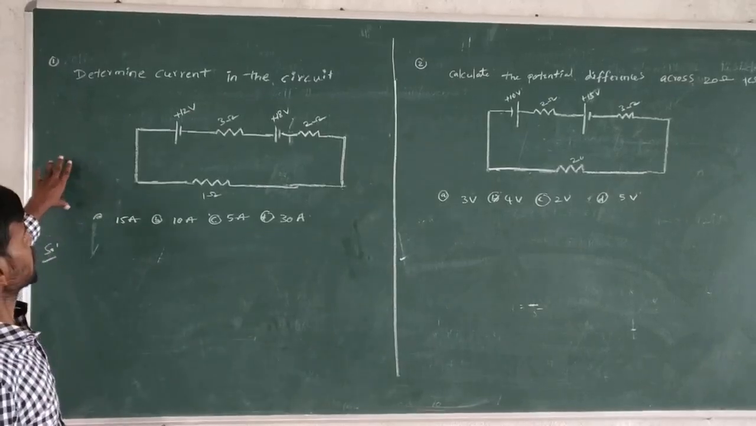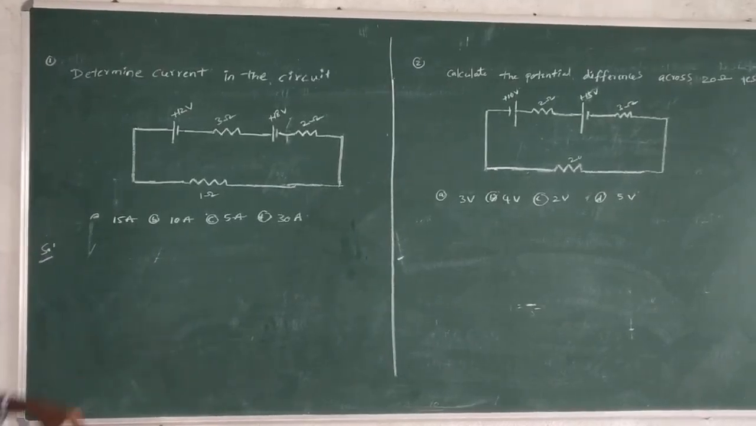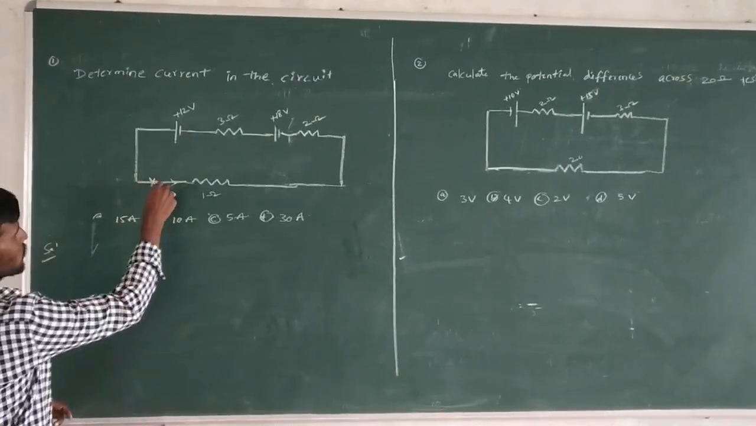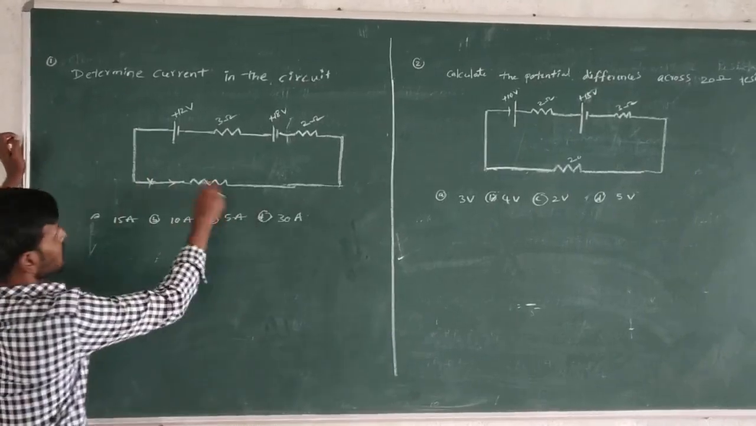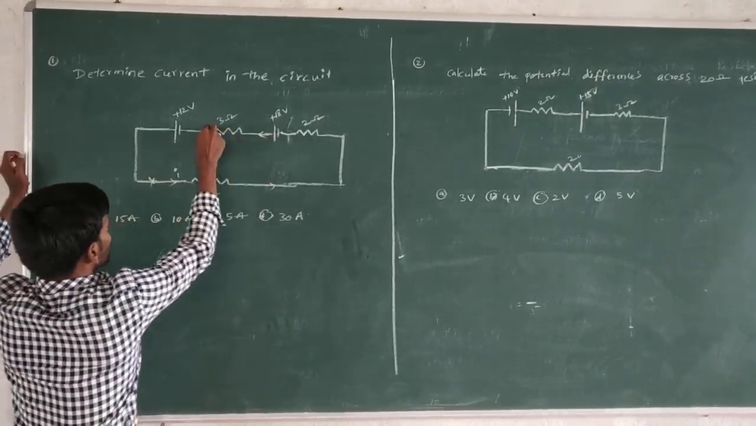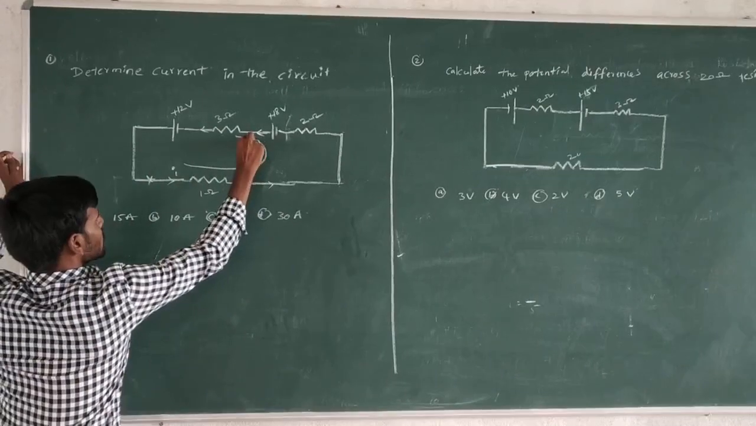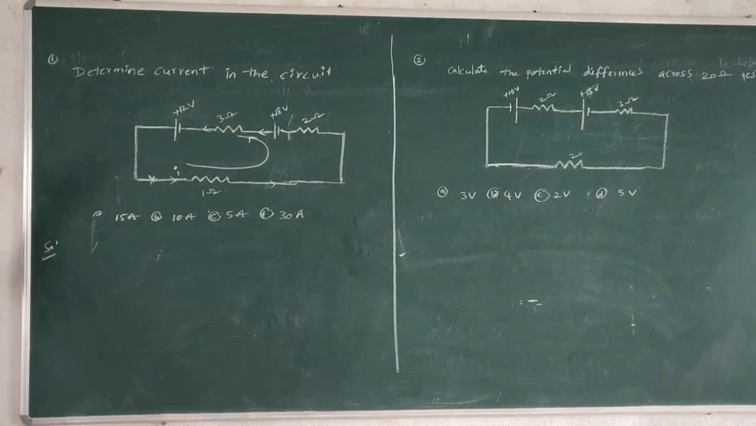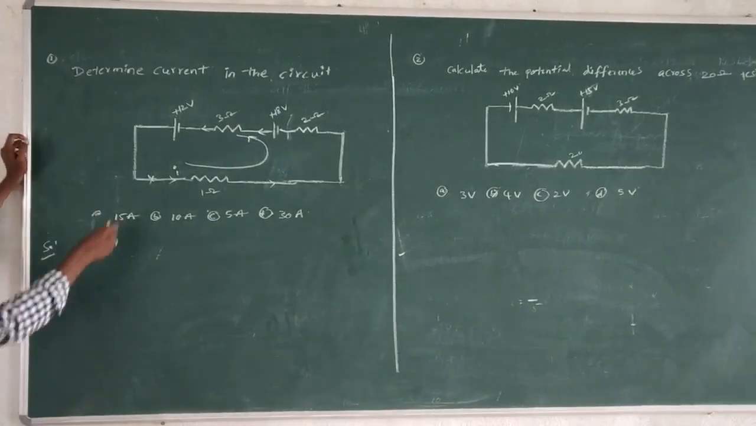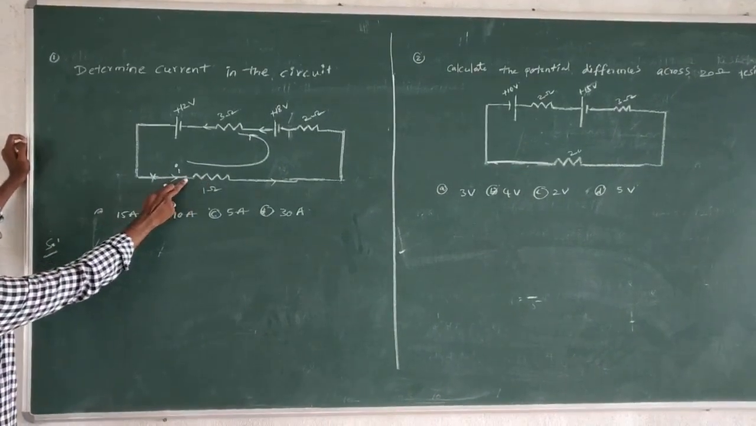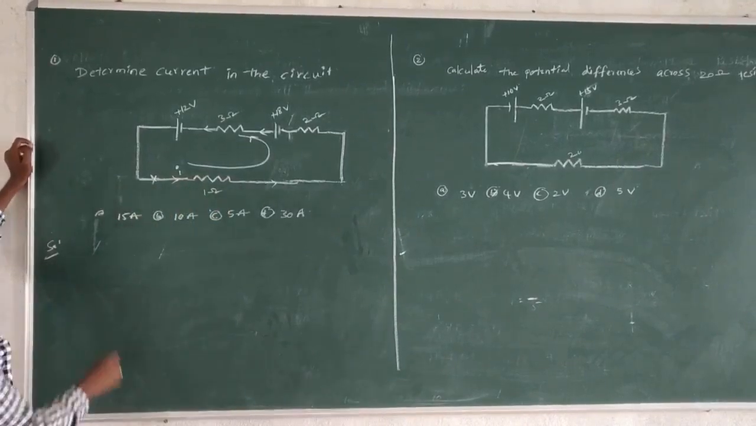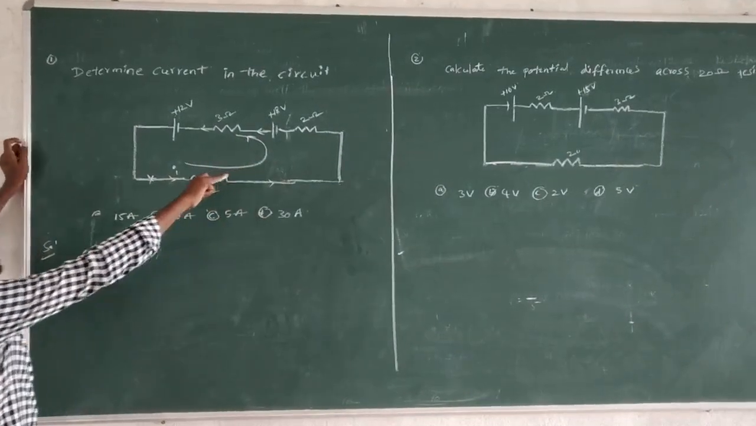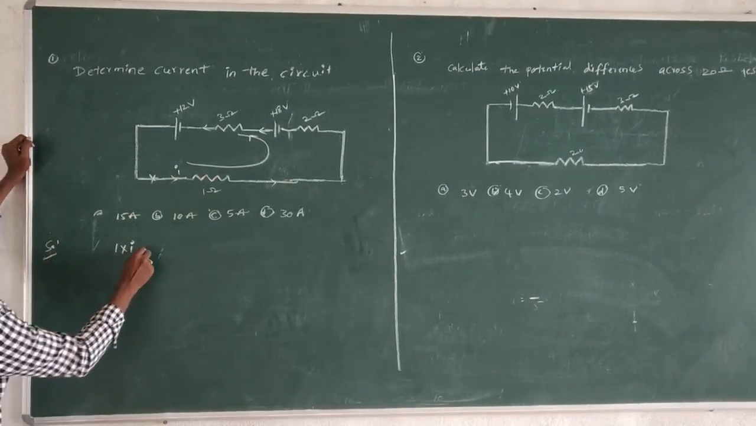First question: determine the current in the circuit. Take any direction; I start from this point. The current I flows in the circuit in this anti-clockwise direction. By using the sign convention rules, we find the current in the circuit. The current I enters the resistor, moving from higher potential terminal to lower potential terminal, so we use 1 into I. Here the potential drops across it. Finally it is 2I.